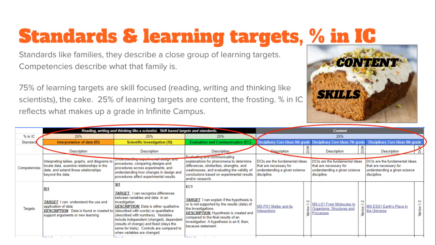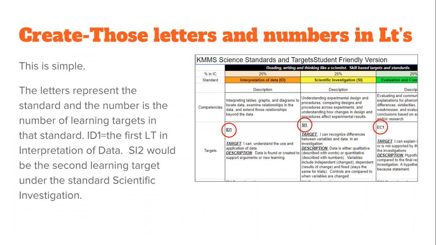Standards in this case, I've got color coded orange, yellow, green, and blue. I think of the standards as kind of like a family, and the learning targets underneath are like the people in that family. Interpretation of data is going to be stuff like statistics and graphs. Investigating is more questioning and thinking about what you're doing. Evaluation and communication is how you understand and integrate what you're seeing, learning, and doing, and then how you share that out with people, how you share your learning. Disciplinary core ideas are that life science, physical science, and earth science frosting I mentioned before.